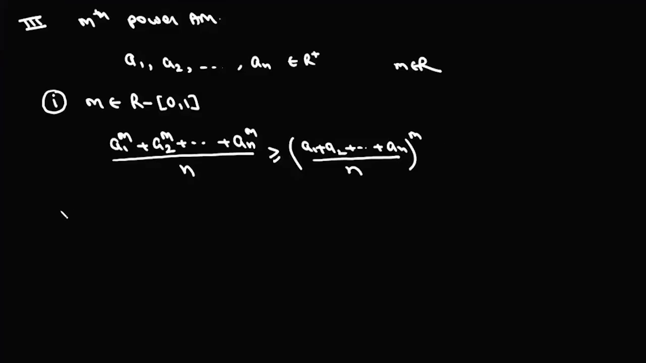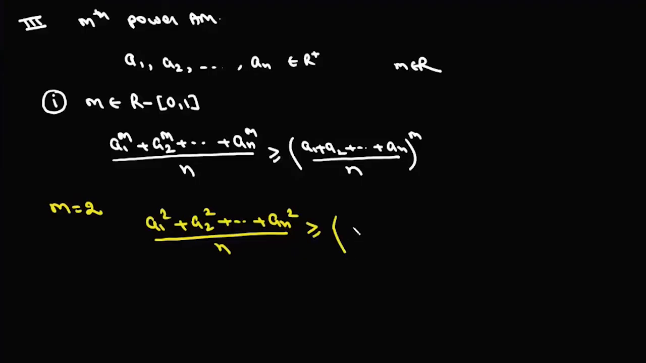Now we take an example. Say for example, we consider m as 2. Then the left hand side will be a1 square plus a2 square up to an square by n, which is the arithmetic mean of their squares, and it will be greater than or equal to the square of their arithmetic mean, which is a1 plus a2 up to an upon n, whole square.